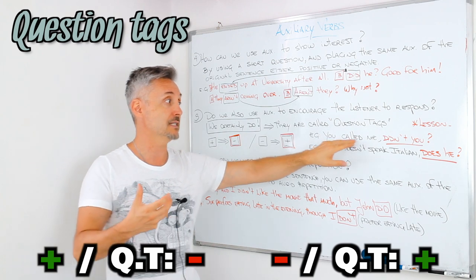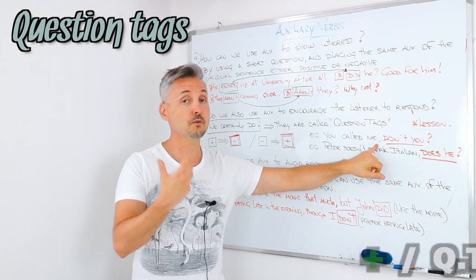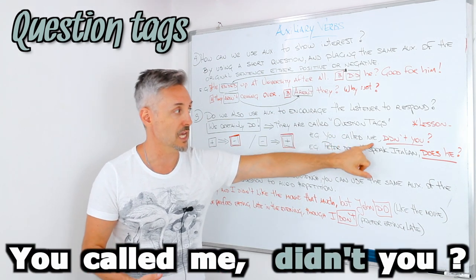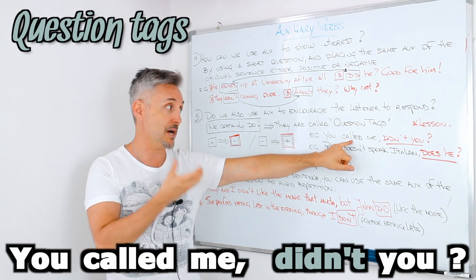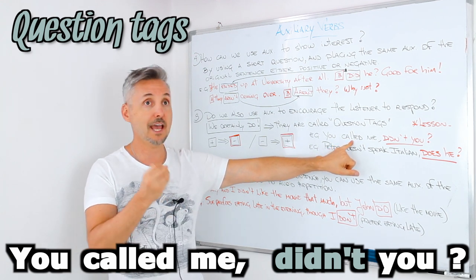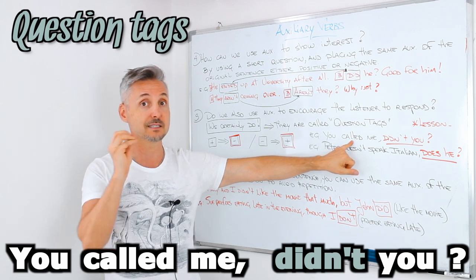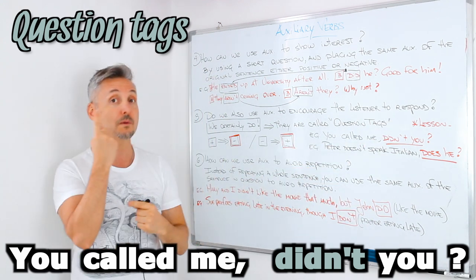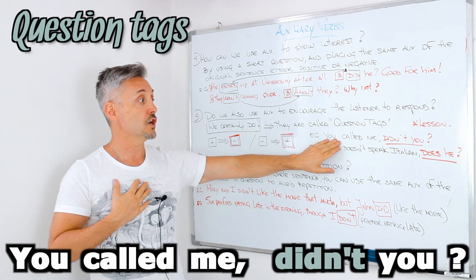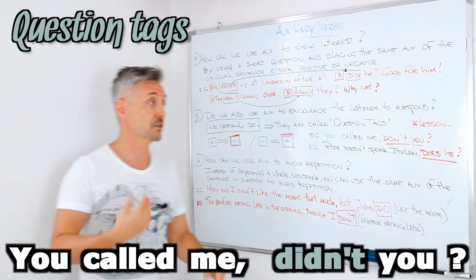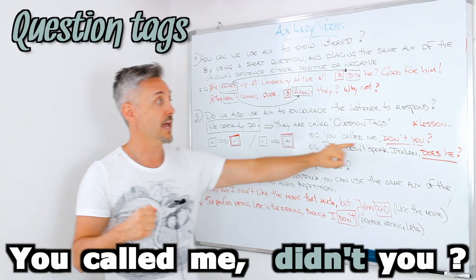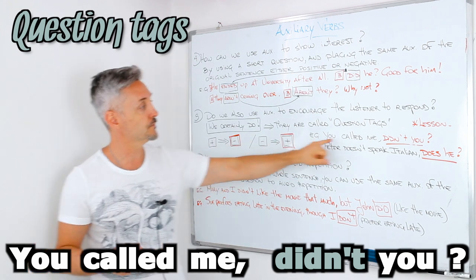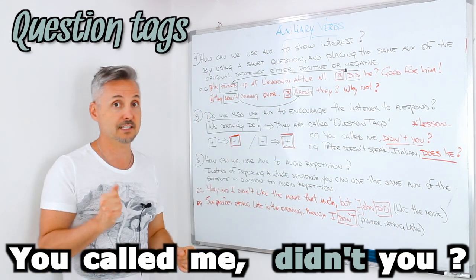If a statement is positive, the question tag would be negative, just like I wrote here. So you called me, and we know that is a past simple, and we know the auxiliary of the past simple is did. So we say, didn't you? You called me, didn't you? So this is one person that says that, right? So you called me, didn't you? So I confirm that that person called me. And if the sentence is positive, as I told you, the question tag would be negative.